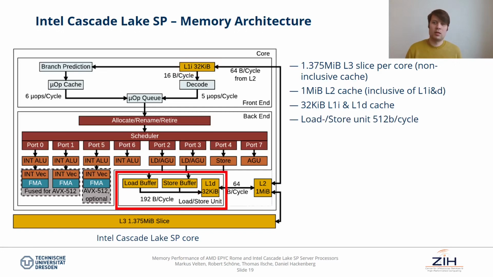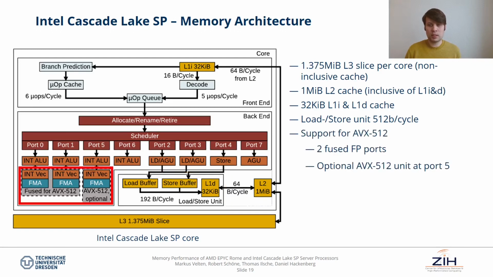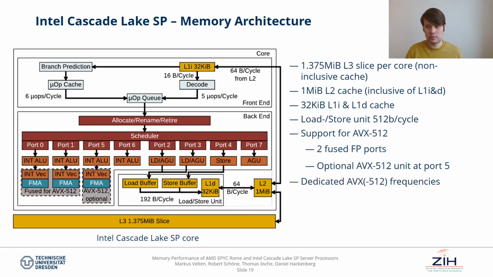The load store units can perform these operations at 512 bits per cycle in order to support the AVX 512 units. AVX 512 instructions can be executed either by fusing the units on ports 0 and 1 into one AVX 512 unit, or some models have an optional AVX 512 unit on port 5. This was the case on the processor we analyzed.